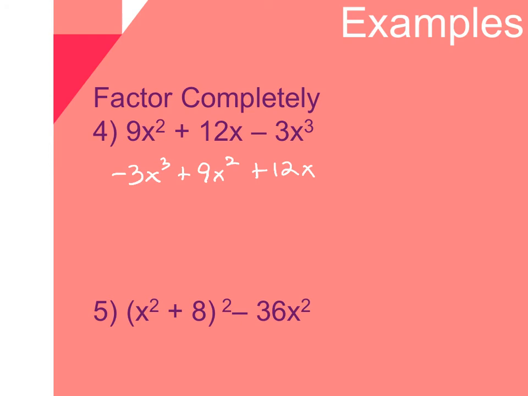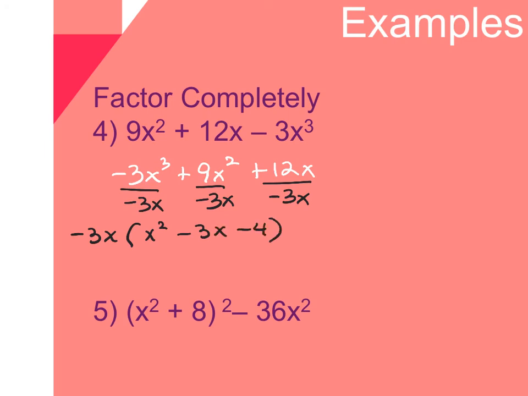Now I'm going to look for a greatest common factor. And that GCF on this problem is going to be -3. Actually, -3x. They all have the variable x. So I'm going to write the GCF on the outside, and now I'm going to write what remains. So I get x squared minus 3x minus 4. Now I have a trinomial that I can factor. I'm looking for the factors of -4 that when I add them give me -3.